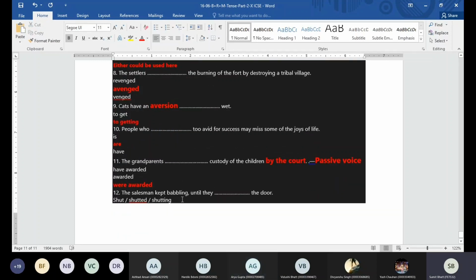Last sentence, we have the salesman kept babbling until they dash the door. So shut. Shut does not have shuttered. Shutting we can say, but shuttered there is nothing as such. First form shut, second shut, and third is also shut. Okay, so I'll send one assignment which is going to be based on these tenses.